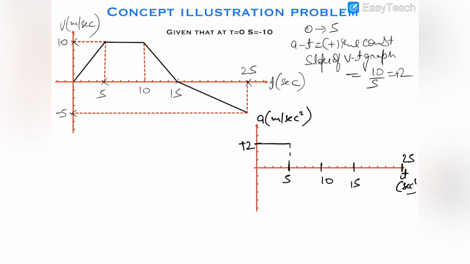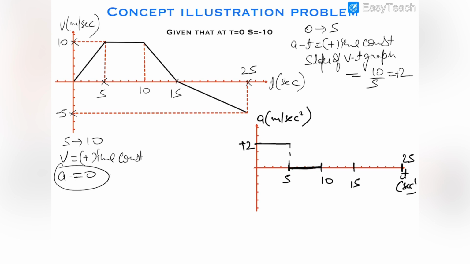Now in the second time slot, which is from 5 to 10, you can see that V is positive constant, and therefore its derivative, which is AT graph, will be 0. A would be 0 because velocity is constant. So AT graph would be 0. In fact, it is a line which is on x-axis, like that.